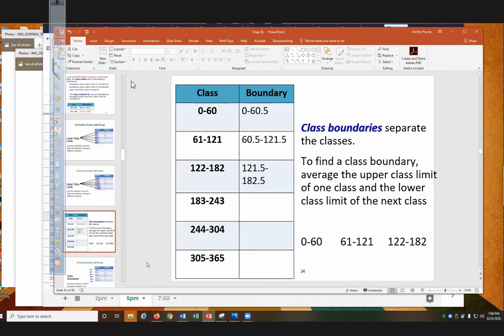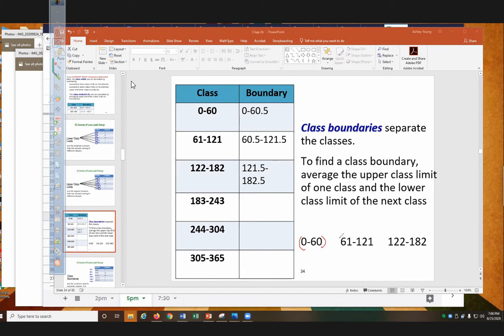Class boundaries. David. Class boundaries separate the class. Right. So this is good. So class boundaries. So here is one class, 0 to 60. It's one class, right? Here's another class, 61 to 121.